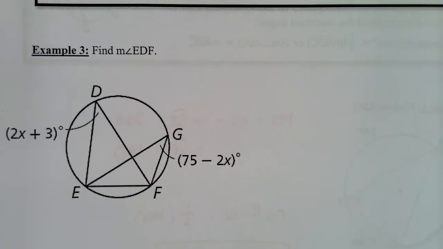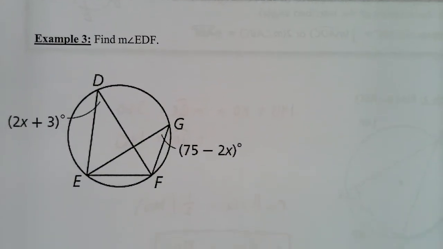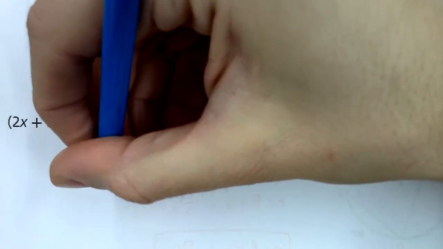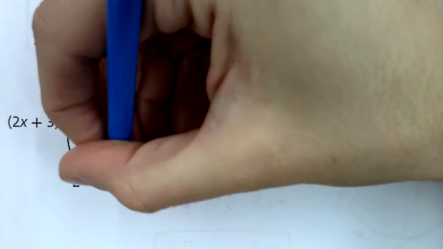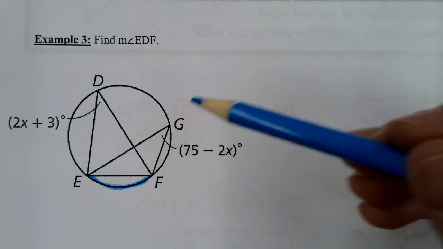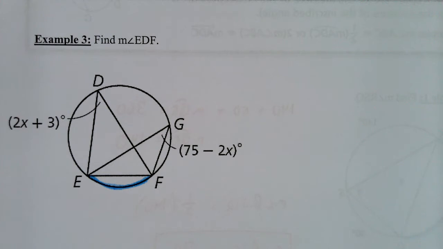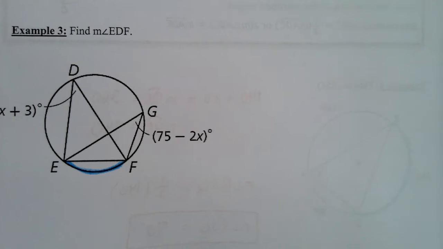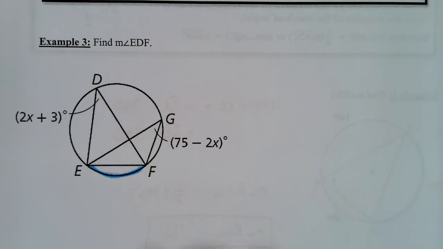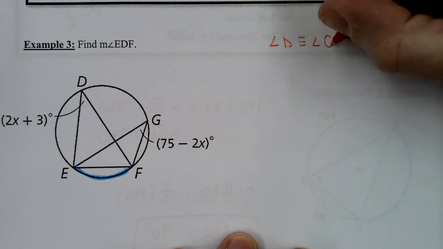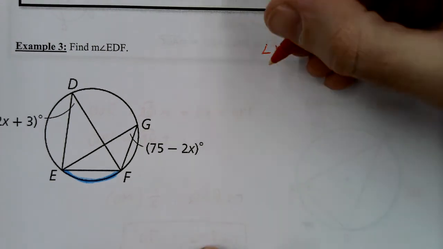Example 3. Find the measure of angle EDF. If you look at angle EDF, that is an inscribed angle, and this is the arc that it intercepts. Arc EF in blue. And look at this angle right here. This angle is inscribed in the same arc. So it means that those two angles are congruent. Okay? Because they both intercept the same arc. They're both inscribed in the same arc. So angle D is congruent to angle G. That means that their measures are equal.